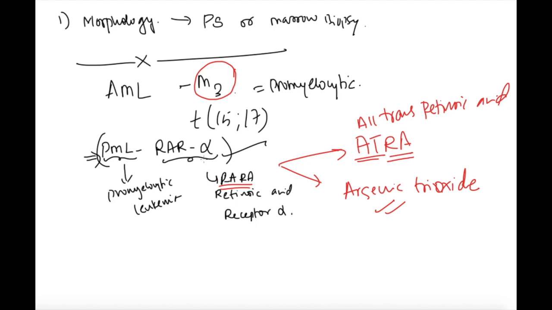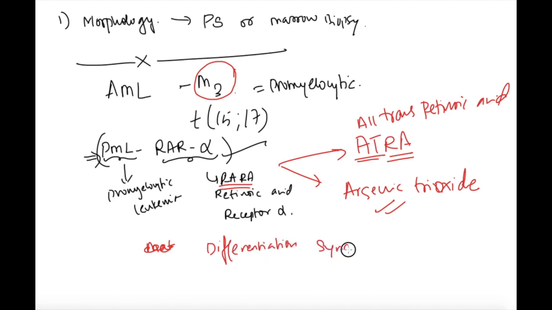I had mentioned that the problems in AML are two things. One is arrest of maturation, the next one is increased proliferation. So these translocations are the ones which are responsible for arrest in maturation. If I use these two drugs, they act on the receptor and they bring about maturation or differentiation.